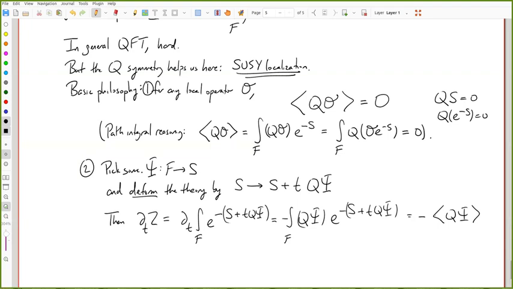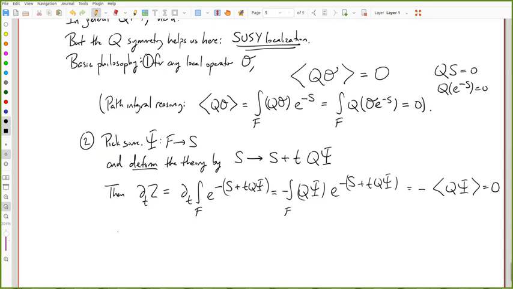So for every value of T, not only at T equals 0, this expectation value of Q psi is going to be 0 by the argument that I told you above. And so the conclusion is that the partition function of this theory, which we wish to calculate, whatever it is, is going to be independent of T.